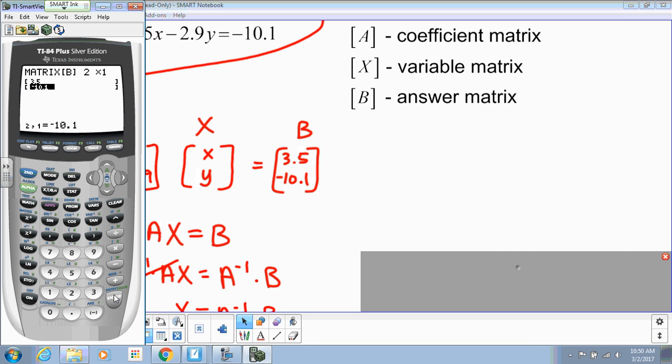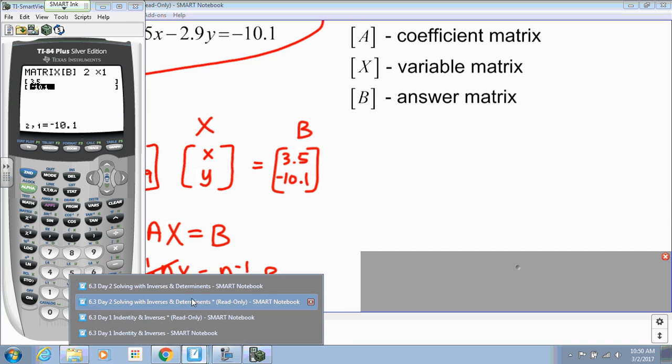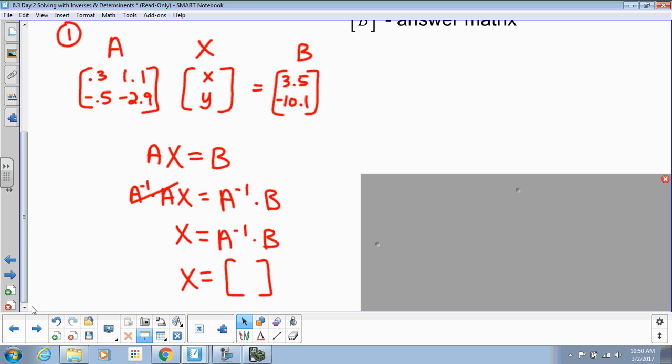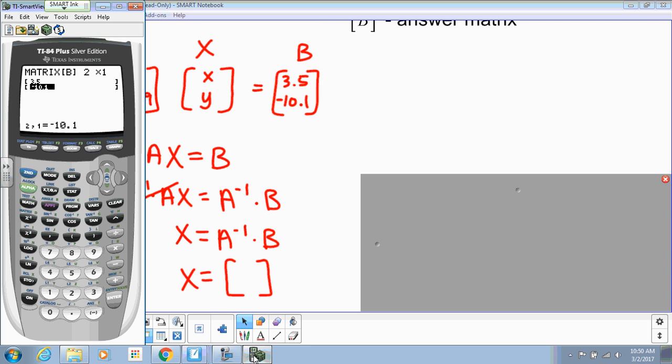Okay. All right, now we need to type in A inverse times B. So I'm going to type in A inverse times B. So I got to go back to my home screen. So second click, and then go to matrix to call up A inverse. Don't forget the inverse part because otherwise you won't get the right answer. Times. Now you want matrix B. A inverse times B. Hit enter. And there's X and Y.